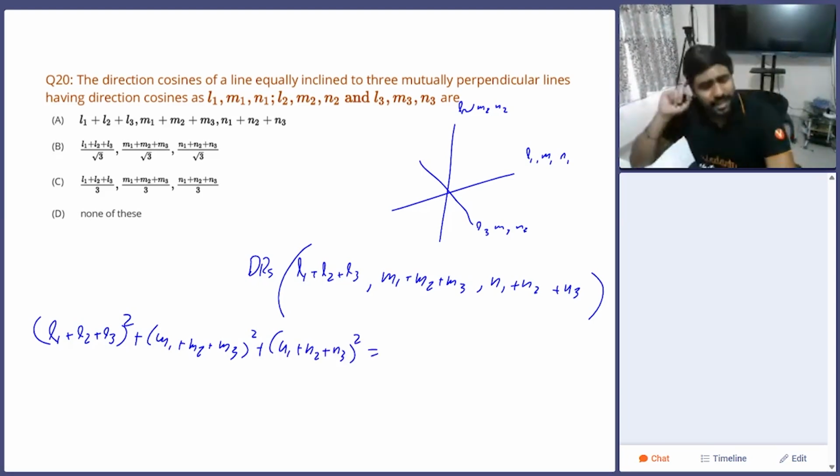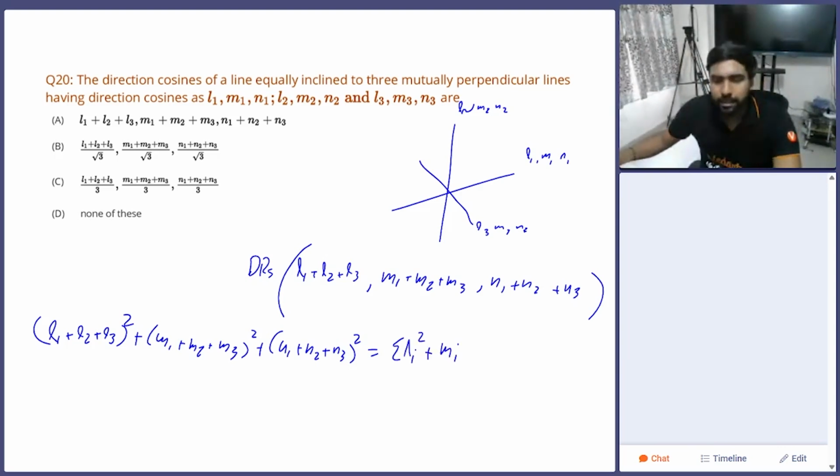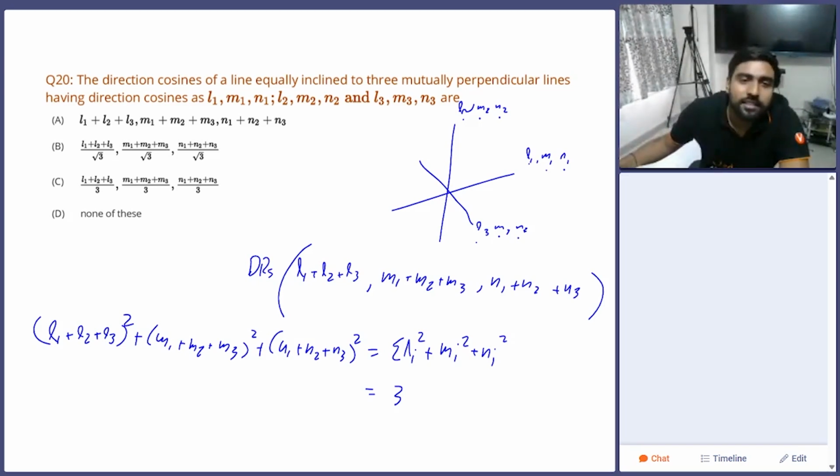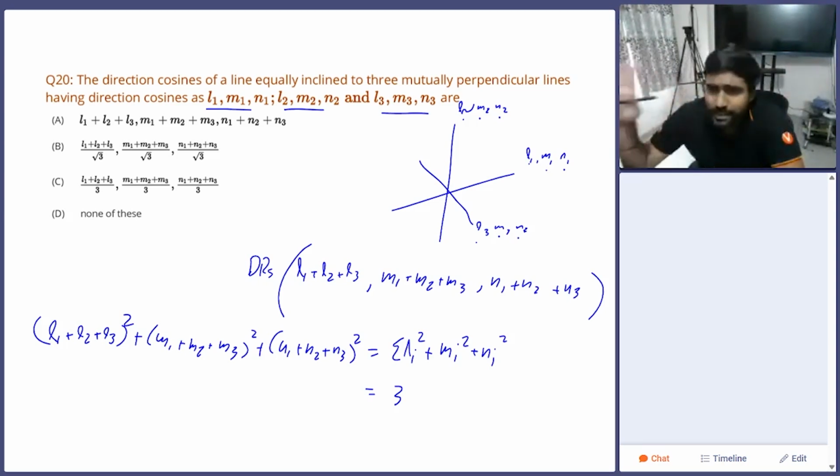Just like we had done in the previous standard deviation question, I know that I am going to get the summation of all the Li square, then Li square plus Mi square plus Ni square, right? And I know that this will be equal to directly 3 over here. Why? Because I know that L1 square plus M1 square plus N1 square is 1, L2 square plus M2 square plus N2 square is 1, and L3 square plus M3 square plus N3 square is also equal to 1. Why? Because they are all direction cosines, so the sum of squares will obviously be equal to 1. Okay? So that's one thing sorted.